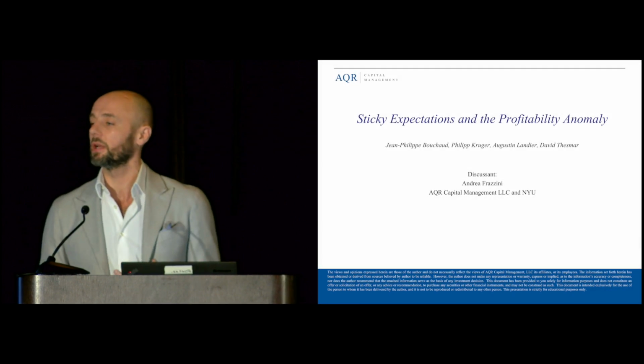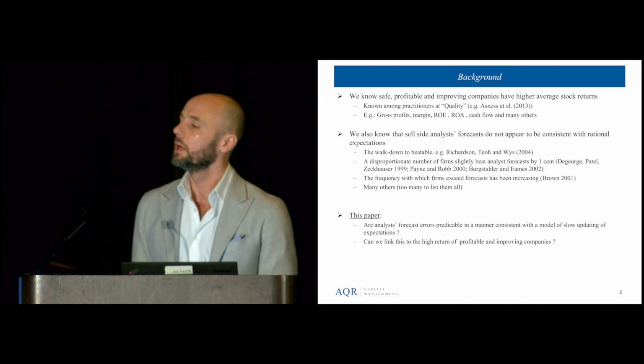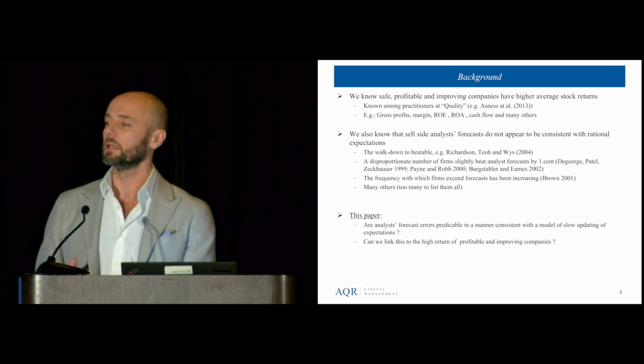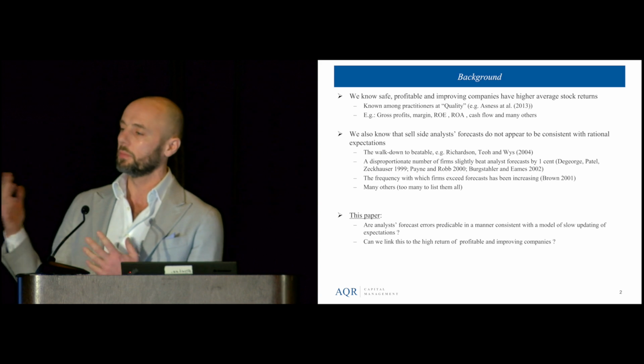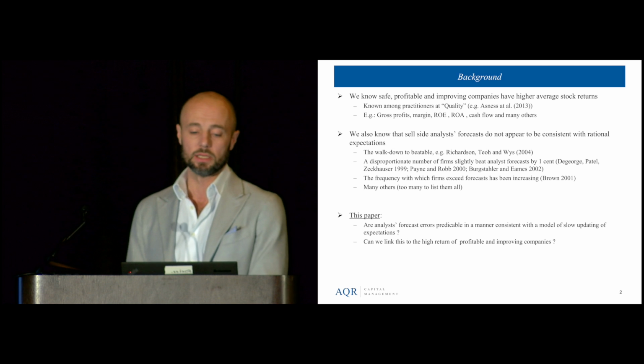Okay, let me give you a little bit of background. So what do we know? We do know that companies that are safe and profitable, and also that they're growing those profits, tend to have higher average returns. Practitioners call the phenomenon quality. You can hear it, profitability, quality. I'm going to use the two terms sort of interchangeably. You could do this in gross profits, margin, cash flows, and ROE, ROA. There's lots of measures that you could use.